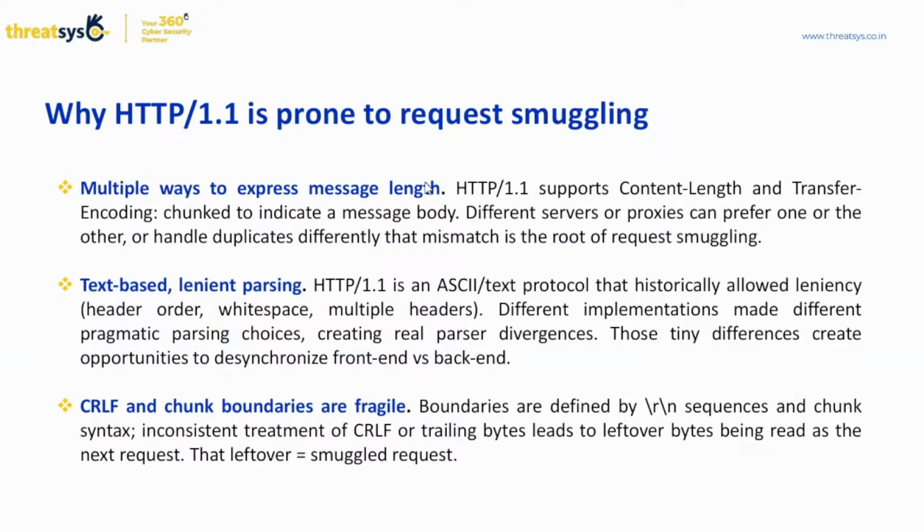Then what is HTTP 1.1 and why is it prone to request smuggling? In HTTP 1.1, there are two types of encoding: one is content length and the other is transfer encoding. If there is a mismatch between those, we can smuggle a request into another. HTTP 1.1 also uses CRLF, that is carriage return and line feed. In the next slides, I will explain what CRLF is and how it works. But in simple terms, CRLF makes servers think that this is where the body ends.